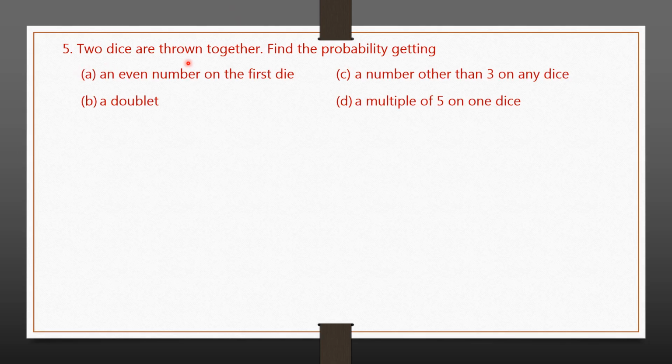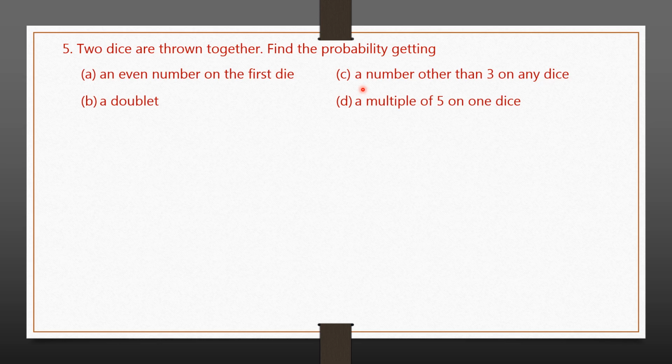Two dice are thrown together. Find the probability of getting an even number on the first die, a doublet, a number other than 3 on any die, and a multiple of 5 on one die. Okay, these are the four events given. You have to find the probabilities of all these four events.